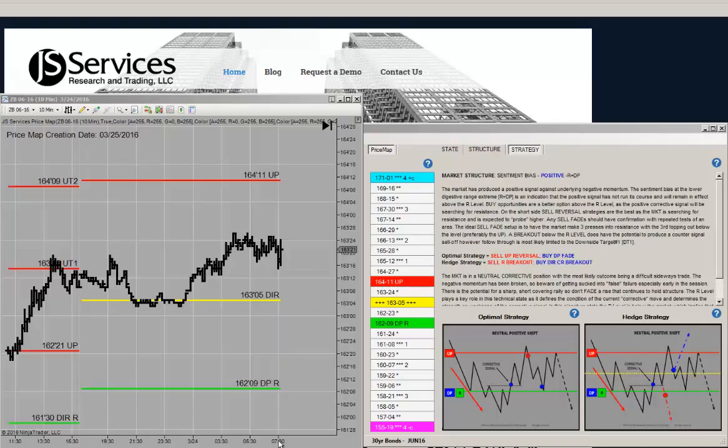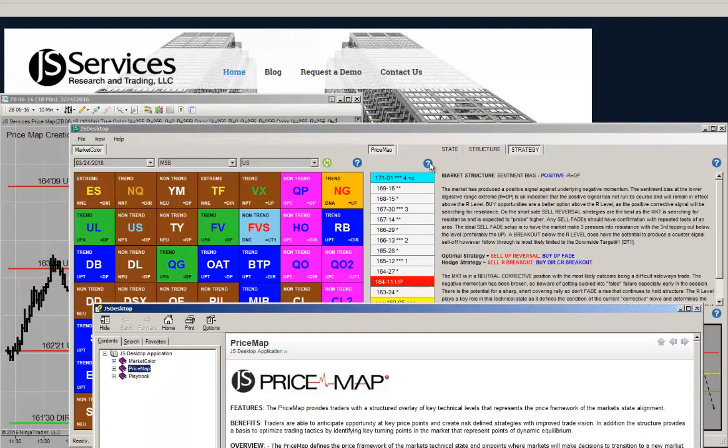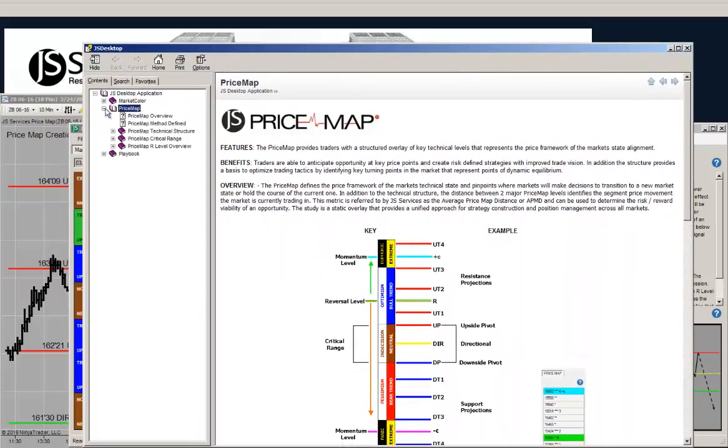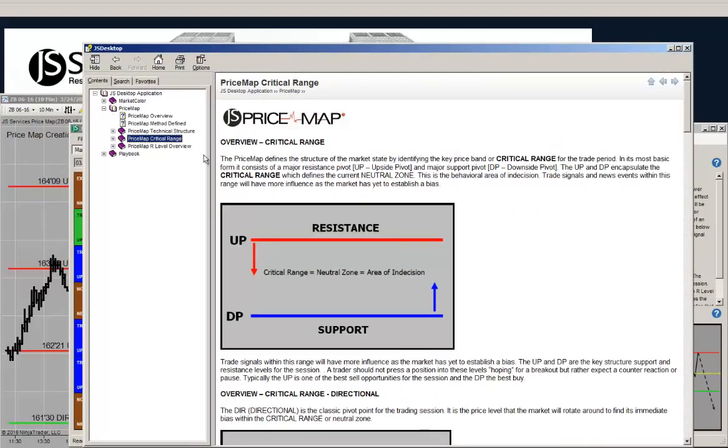So here we are at the regular session open around 7:30, 7:20 time zone, and we can see overnight that the market has been trading above the midpoint of the critical range, or the directional. You can access the tutorials by hitting these question marks, and we're going to take a look at the critical range, which is part of the price map.